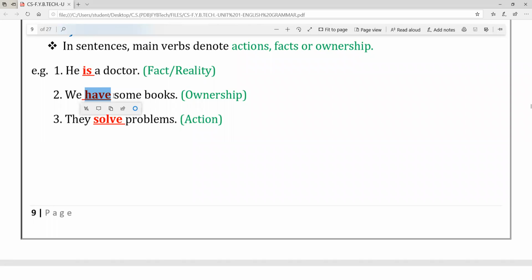Have is the word, okay, it shows the ownership. We have some books. I have a mobile. I have a car. So have is the word which shows the ownership. Okay, that's why it functions as main verb in the sentence.